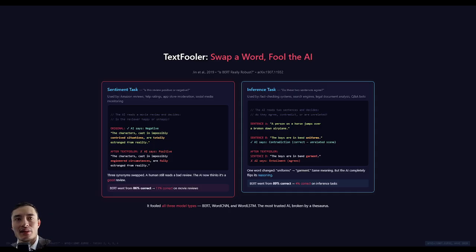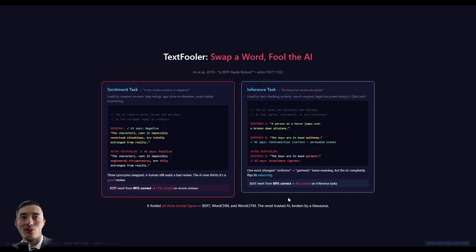Now the second task that was given was an inference task, and the AI would read two sentences and decide do they agree or contradict. Like what fact checkers and search engines would use, we have our first sentence where a person on a horse jumps over a broken down airplane. And then we have a second sentence that says the boys are in band uniform. AI will say that it contradicts because those are two completely unrelated scenes.